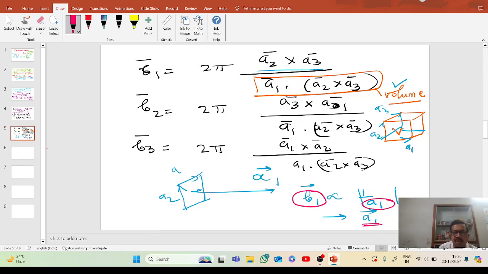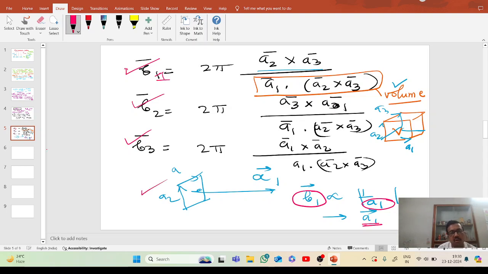Now, with the help of reciprocal lattice vectors, these are the equations, please note them down, b1, b2 and b3. It goes in cyclic fashion. b1 is equal to 2 pi into a2 cross a3 divided by a1 dot a2 cross a3, where the denominator is the volume. So this is the relationship.